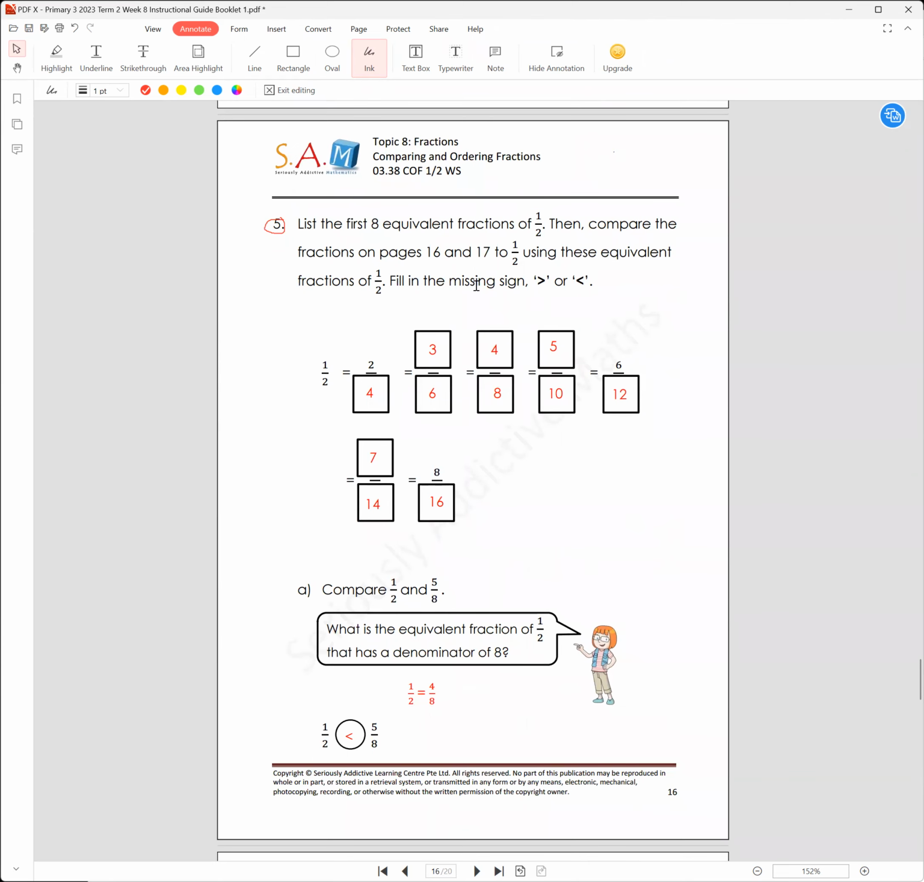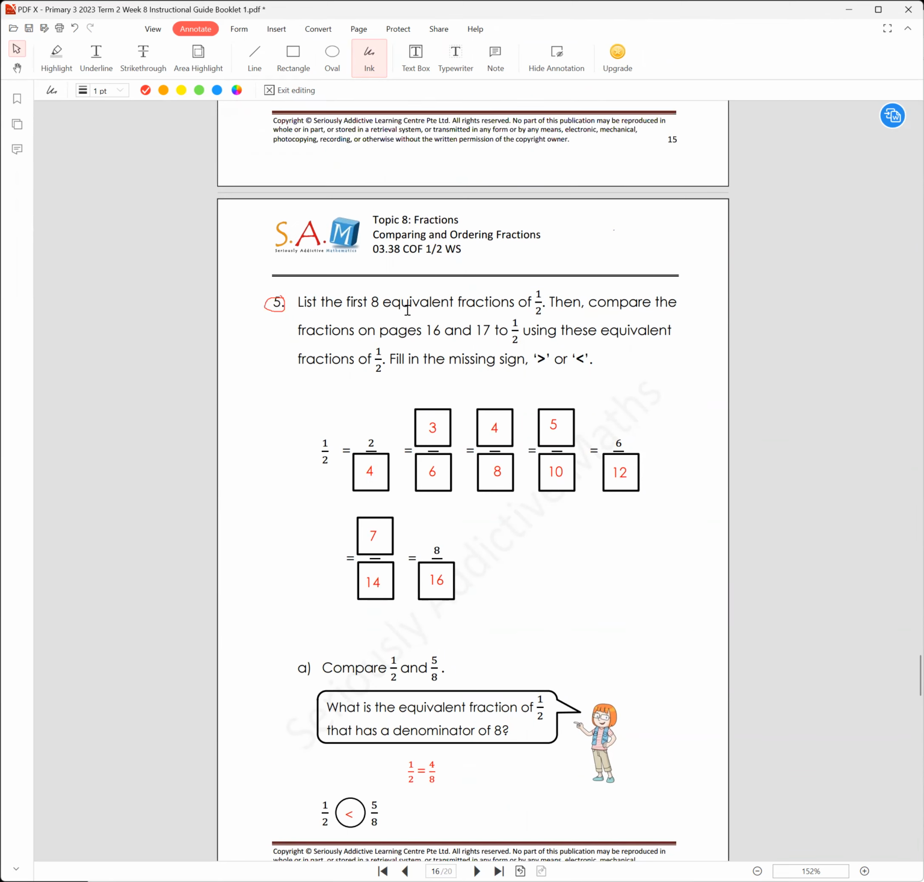Now, this one is quite interesting. This one is to compare fractions based on the idea of half. So to get them to understand that half is the same as 2 out of 4, 3 out of 6, 4 out of 8, 5 out of 10, 6 out of 12. Right? So the idea is that they can make comparison to the half easily.